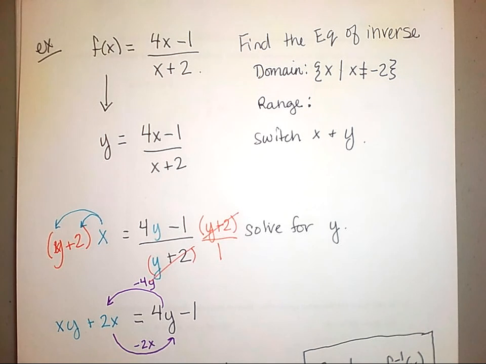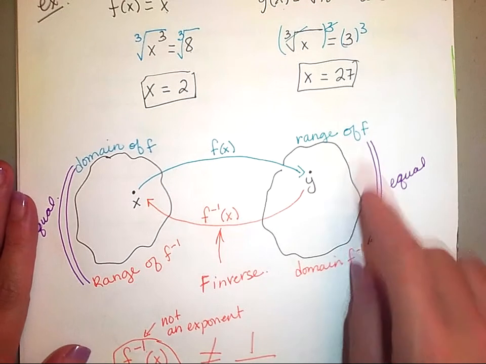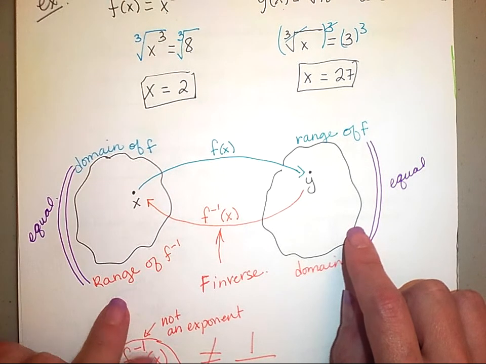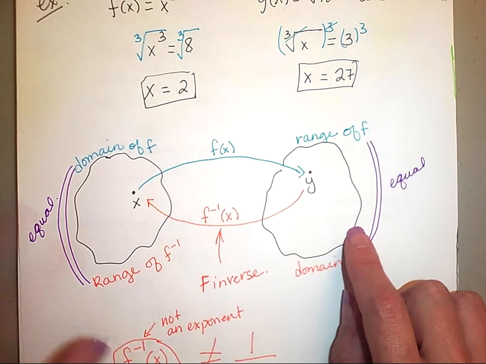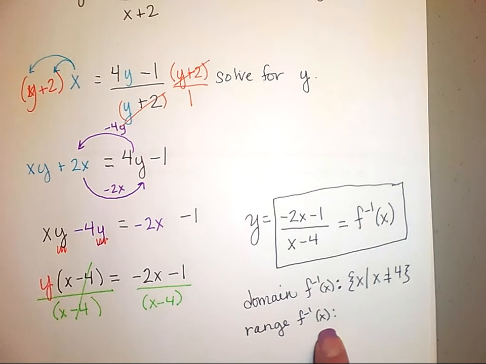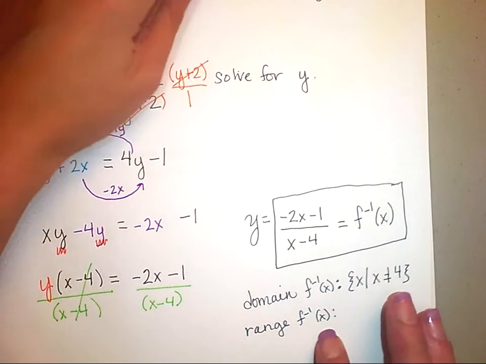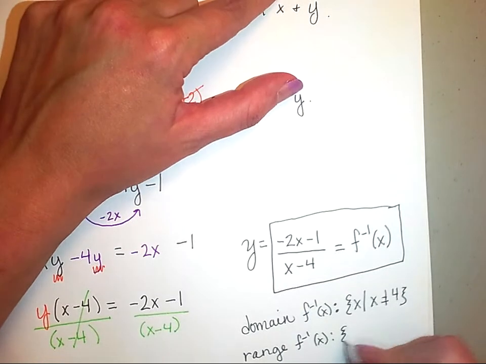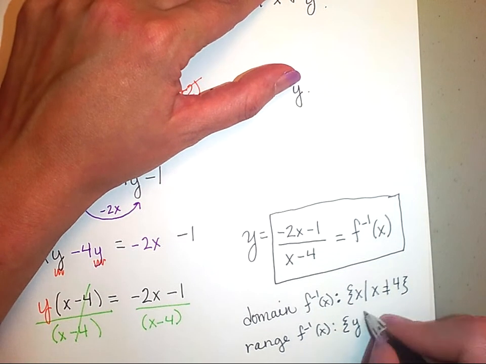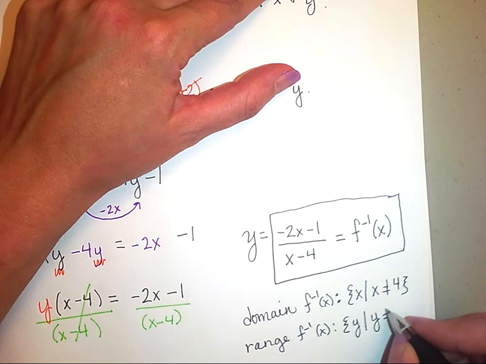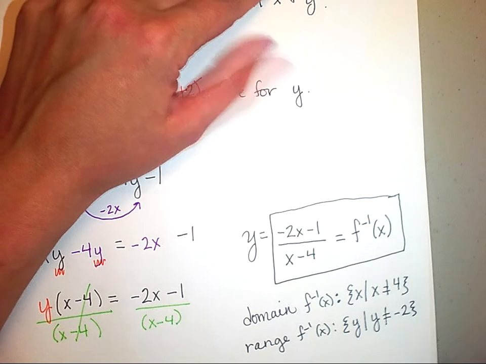Okay. But if we go back to our diagram from the beginning, and this is one of the reasons why it's a very powerful diagram, I see that the domain of f has to be the range of f inverse. So if I'm asked about the range of f inverse here, well, I know that has to be equal to the domain up here. So I could just write this in now, not as x's anymore, but as y's. It has to be the range of f inverse is the set of all y such that y cannot equal to.